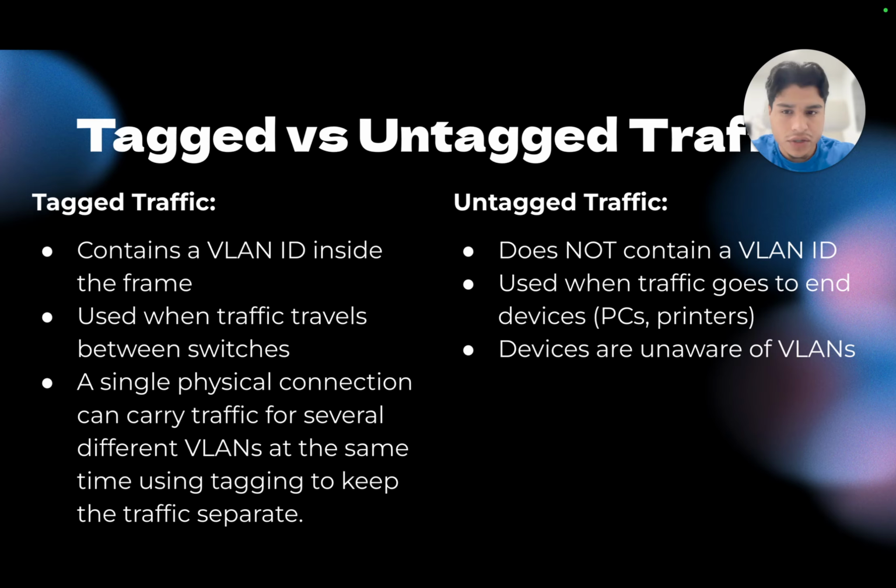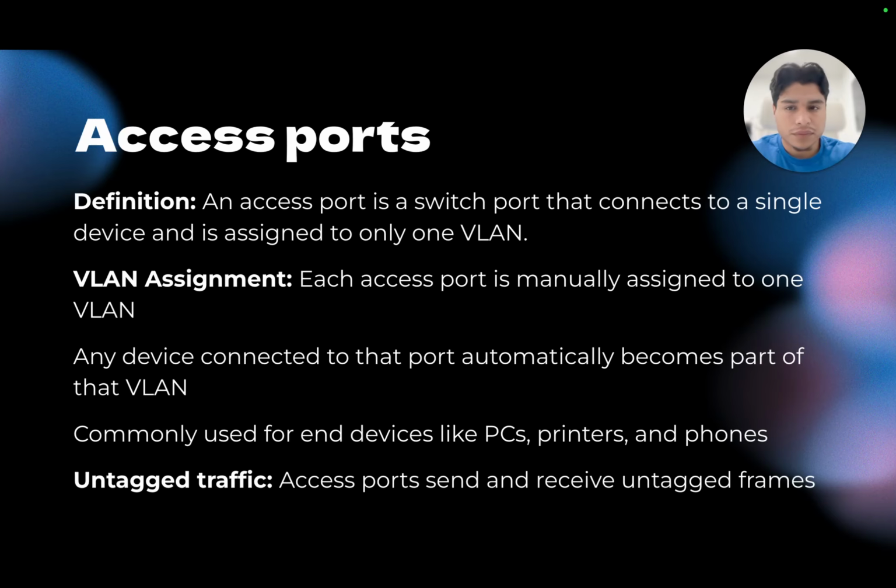So tagged versus untagged traffic. Tagged traffic contains a VLAN ID inside the frame, used when traffic travels between switches. It's a single physical connection. A single physical connection can carry traffic for several different VLANs at the same time, using tagging to keep the traffic separate. So you can carry traffic of VLAN 10, 20, 30 within the same link. And then untagged traffic does not contain a VLAN ID. It's used when traffic goes to end devices, for example, PCs and printers, and these devices are unaware of the VLANs.